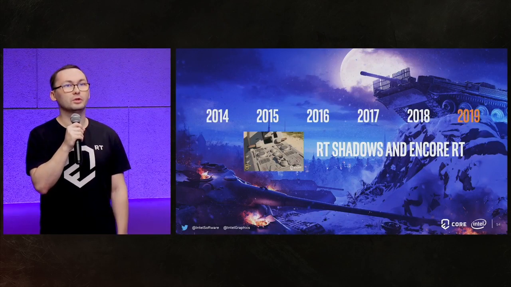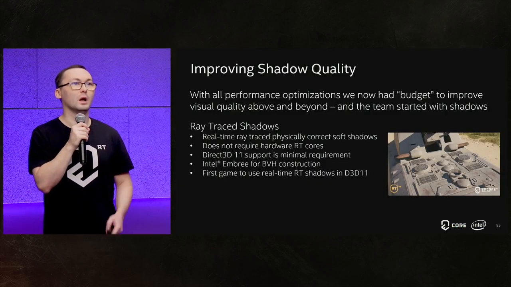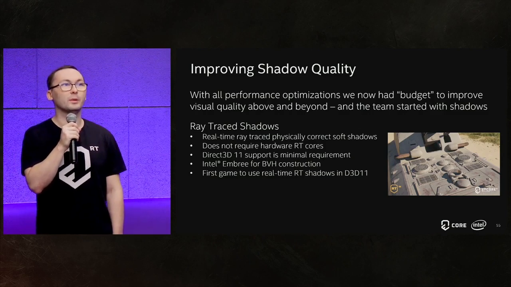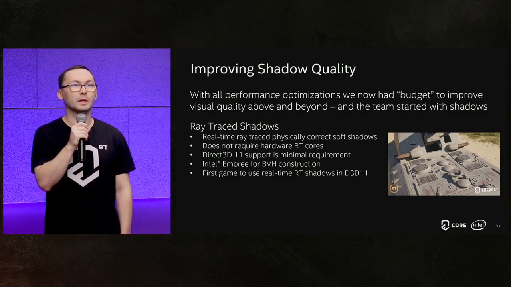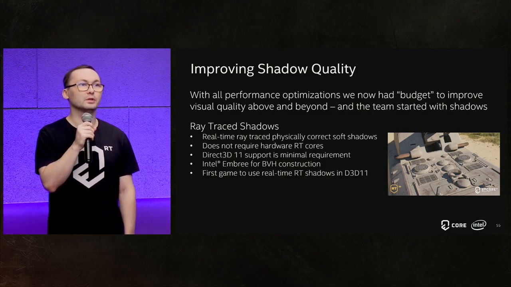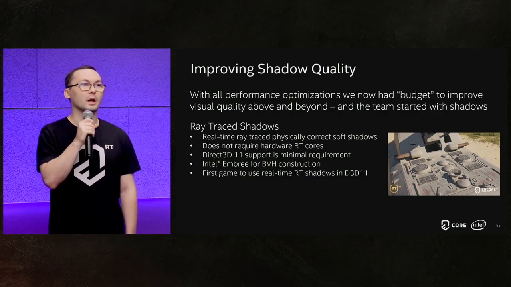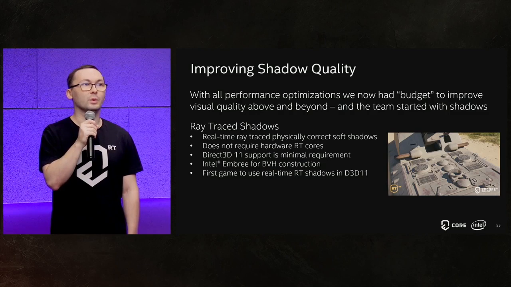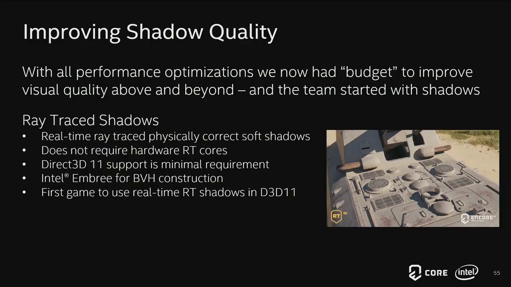And now let's talk about our latest feature, ray traced shadows. After we made all the performance optimizations, we had budget to add new features. We made some experiments with GPU particles collision with tanks and realized that we could implement full real-time ray traced shadows. Since most of our players use DirectX 11, we decided to implement a version of ray tracing that doesn't rely on any specific hardware and that most of our players could enjoy. We are the first game to use real-time ray traced soft shadows in DirectX 11, and for BVH construction we use Intel Embree. Since we already used TBB in our engine, it was easy to integrate Intel Embree.